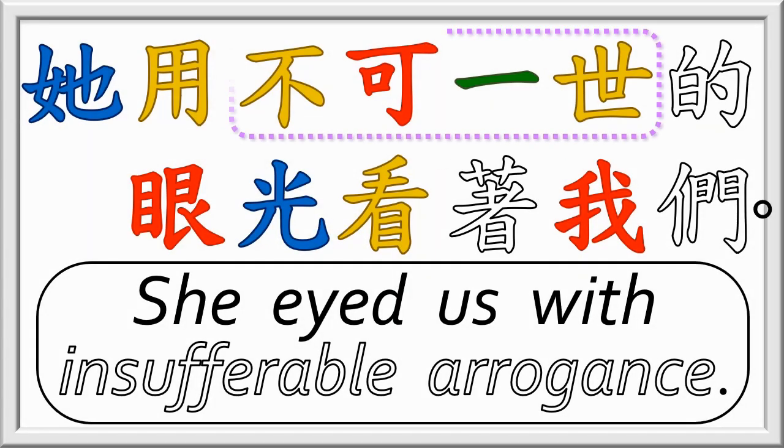Either way, the original story from which it is extracted doesn't help. Chinese people tell me to just accept that it means what all the dictionaries say it means, insufferably arrogant, and stop trying to analyze it. Okay, so here are four perfectly useful sentences with 不可一世。他用不可一世的眼光看着我们。She eyed us with insufferable arrogance.